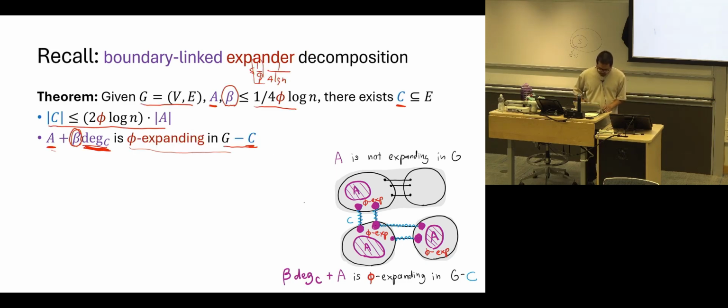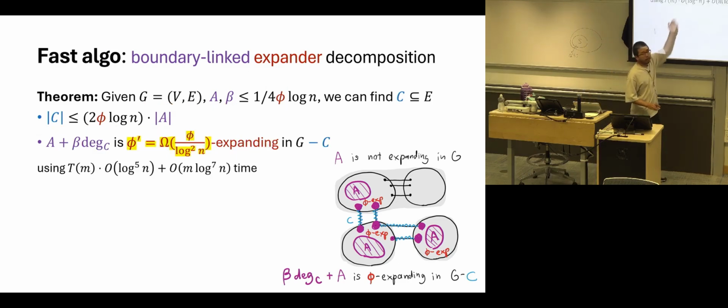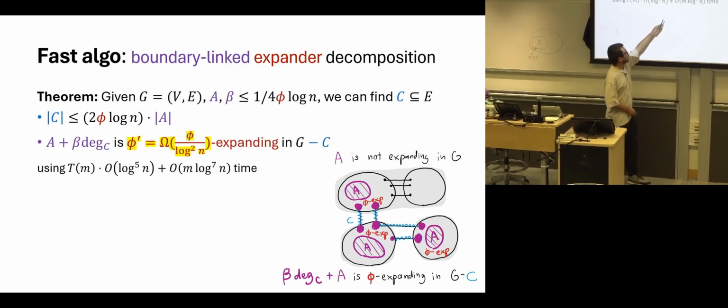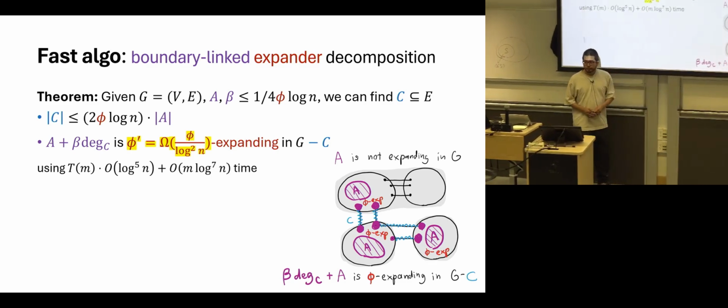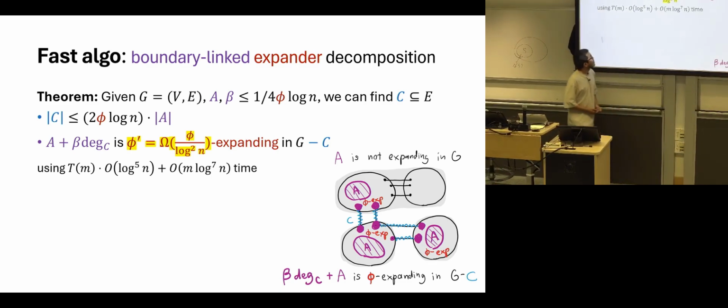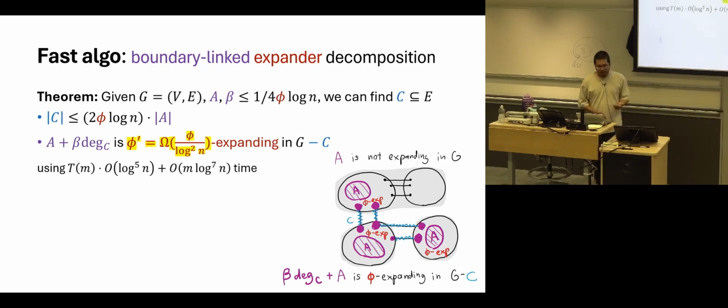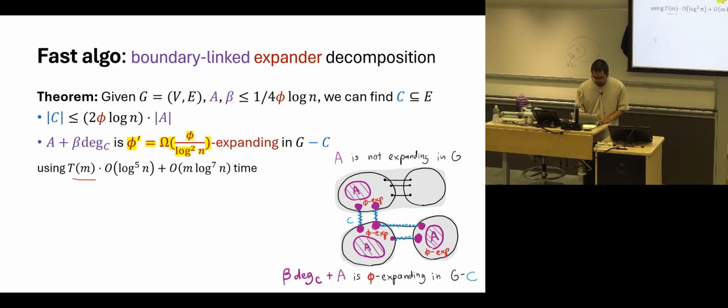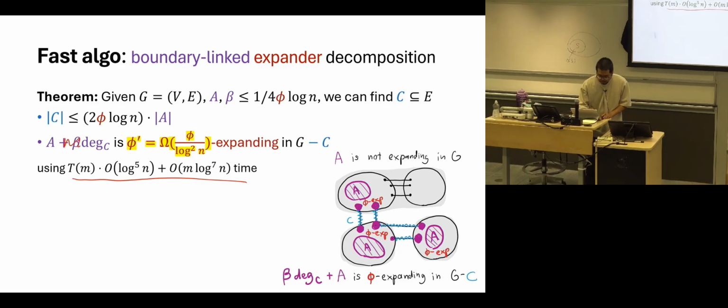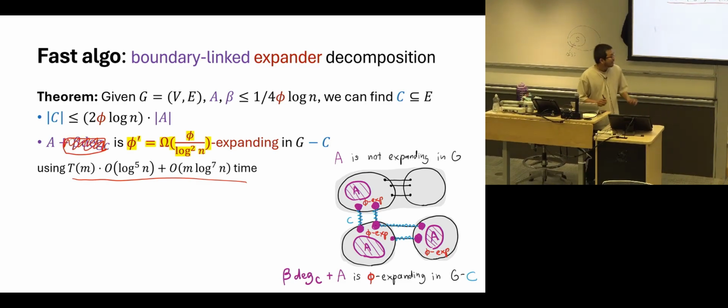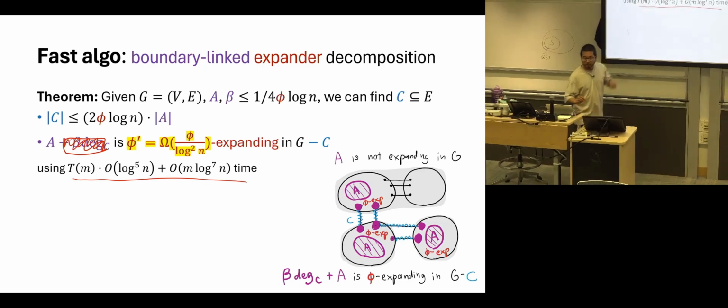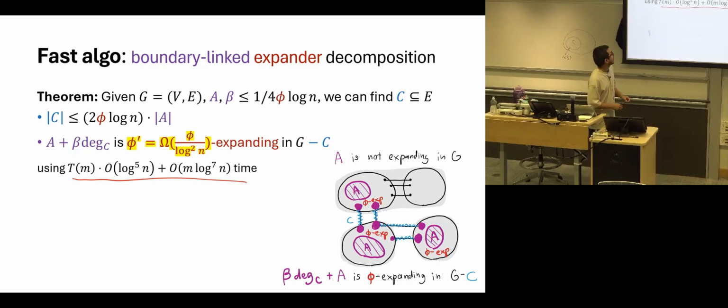Basically, it's the same, except that instead of phi, this guy is phi expanding. It's going to be a bit worse than phi. Let's call it phi prime, which is a bit worse than phi, something like phi over log square. And the running time is basically the same as expander decomposition. On Friday, we showed this one where there's no boundary link term, but here I just claim that you can add this for free.